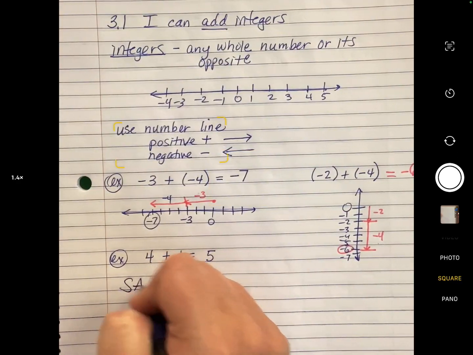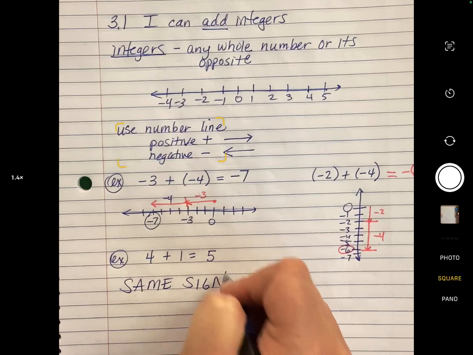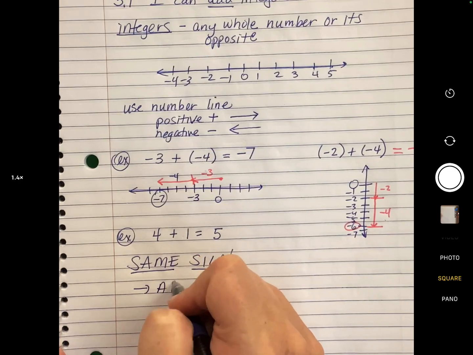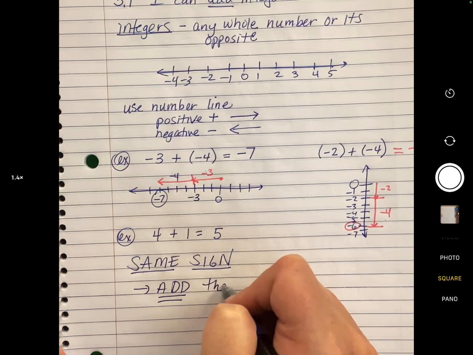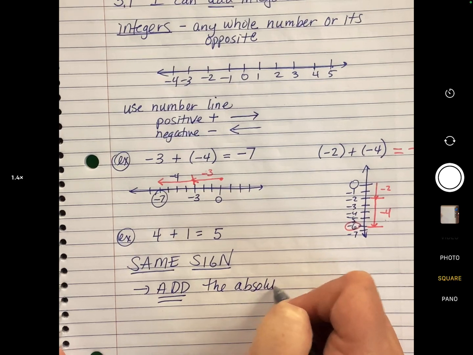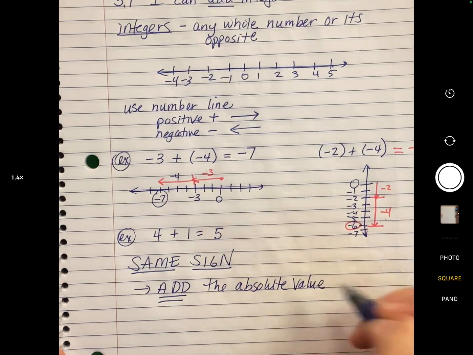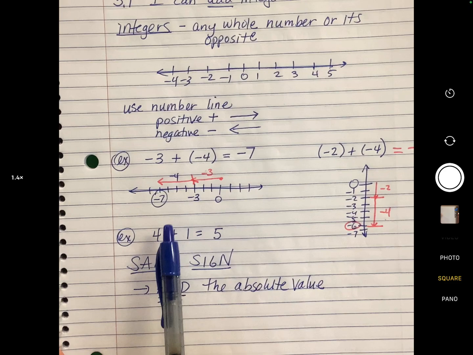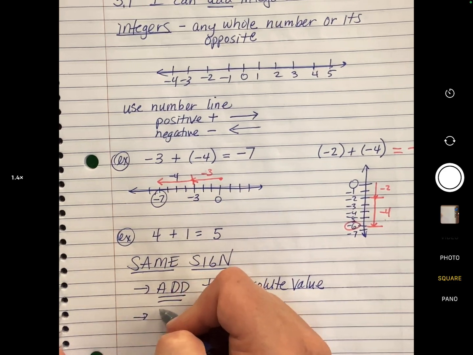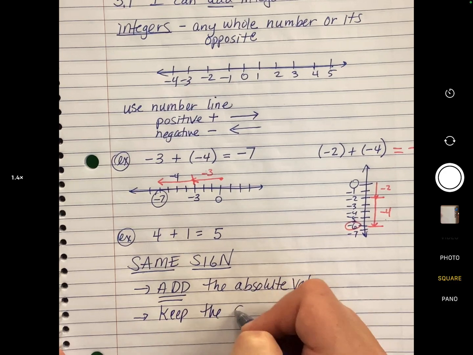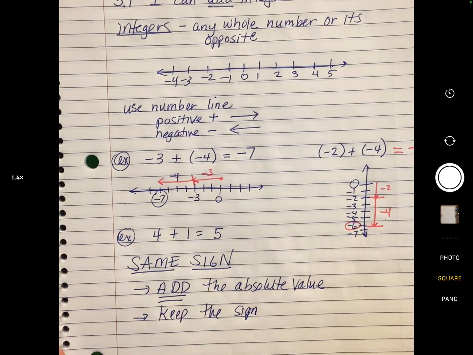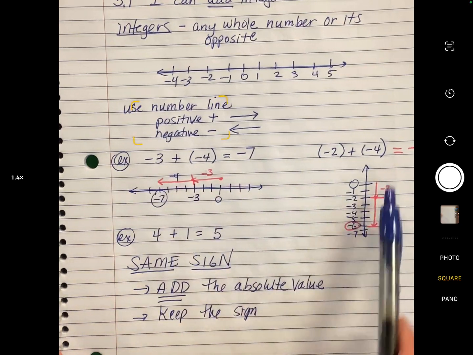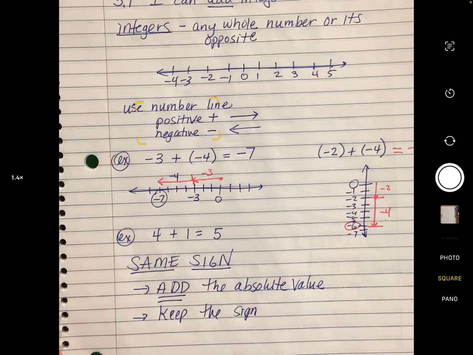So let's write our rule for when we have the same sign. When we have the same sign, you are going to add, that's the key, the absolute values. Remember, the absolute value is just the distance. So I'm really just adding 3 and 4, 7. I'm just adding 2 and 4, 6, or 4 and 1, 5. You add the absolute value, but then you're going to keep the sign that is with both numbers. So if it was 3 plus 4 is 7, I keep the negative, negative 7. Keep the negative, negative 6. Keep the positive, positive 5.